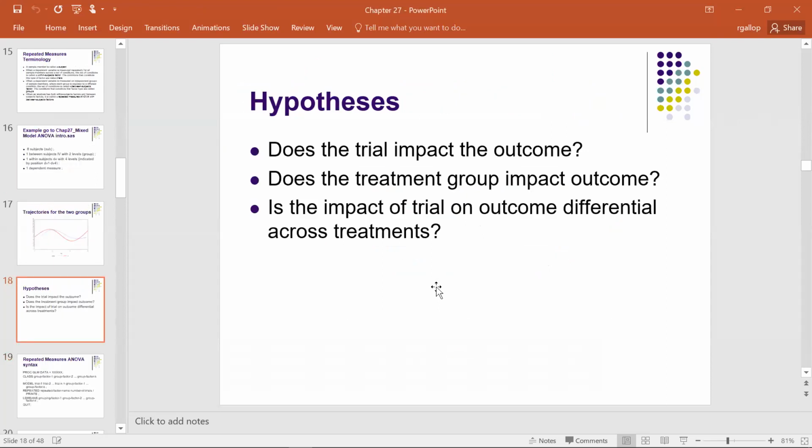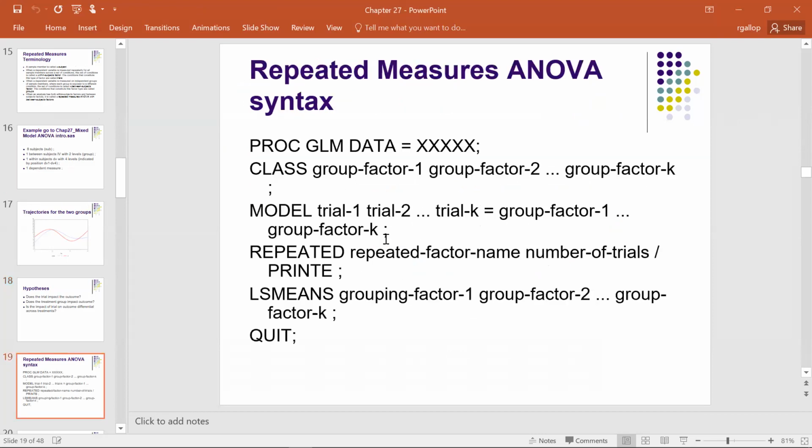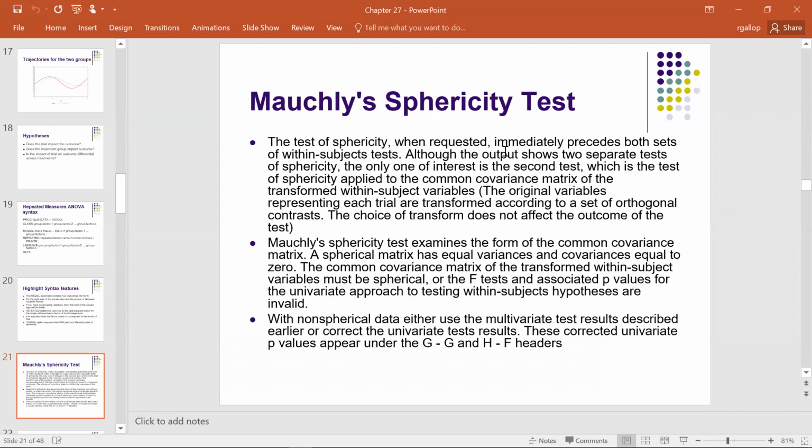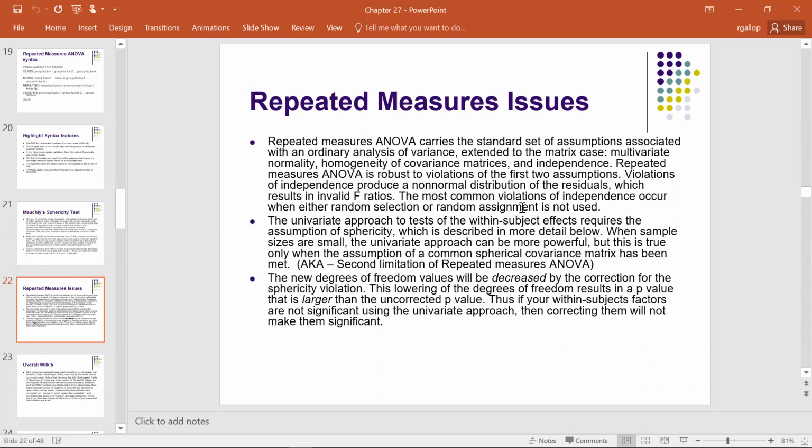Again, we just looked at this. Does the trial impact the outcome, namely the time effect? Do the treatment groups impact the outcome? Is there an impact of trial on outcome? So this is the interaction component. Again, the PROC GLM we just looked at. The big thing with this syntax is it requires the data to be flat. Again, it assumes this compound symmetry, which assumes equal variance between any pairs of time points. And for us, the repeated measures ANOVA can be set up to account for other issues like categorical data.